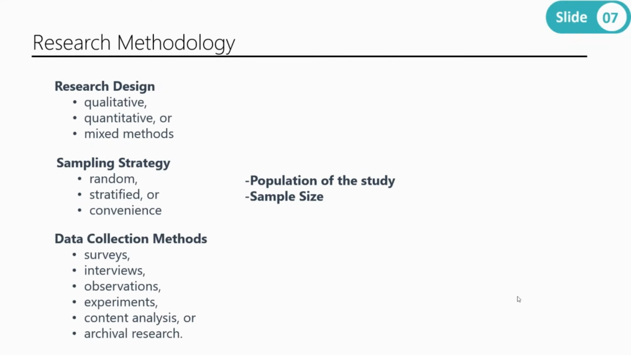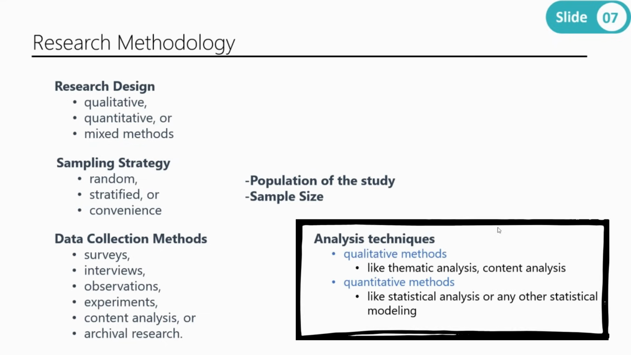Thirdly, specify the data collection methods you have used in your research. This usually involves survey, interviews, observations, experiments, content analysis, or archival research. Fourthly, explain the analysis techniques used. This might include qualitative methods like thematic analysis, content analysis, or quantitative methods like statistical analysis, which may include regression or any other statistical modeling.